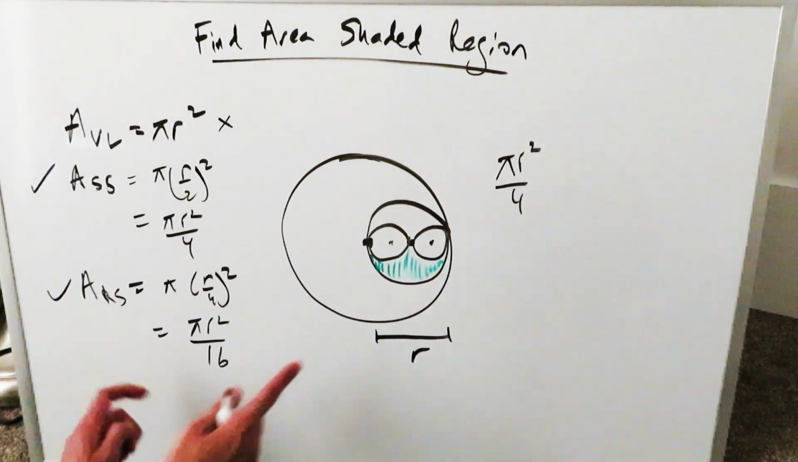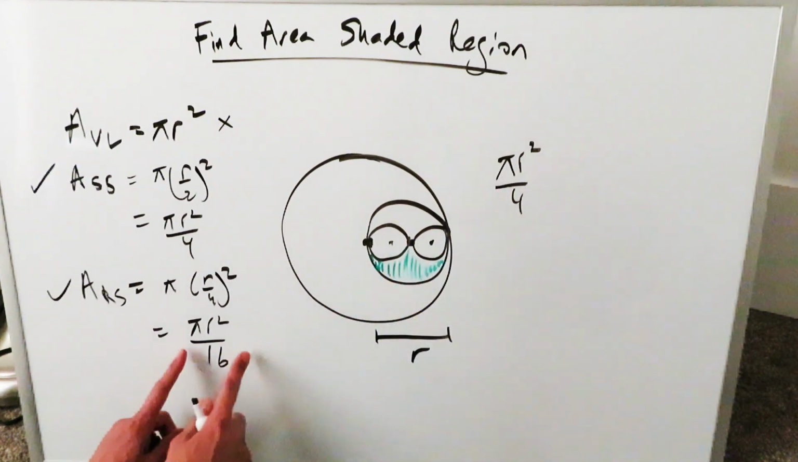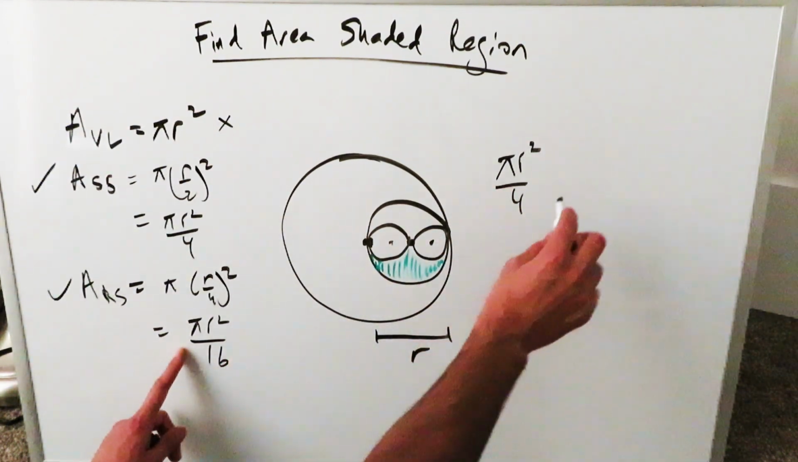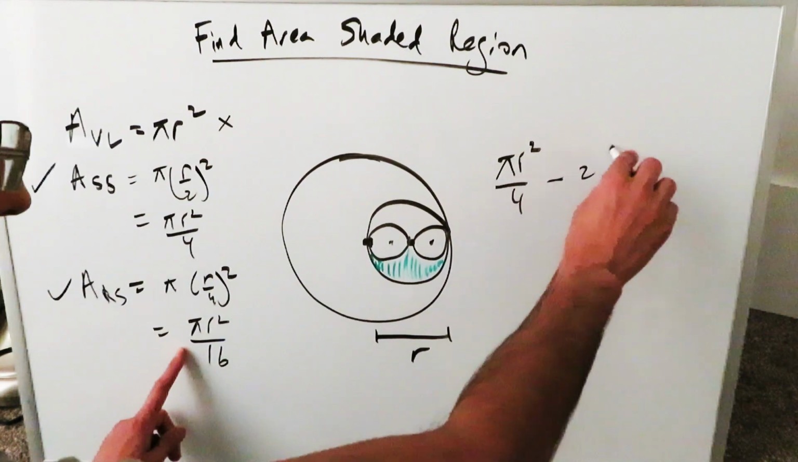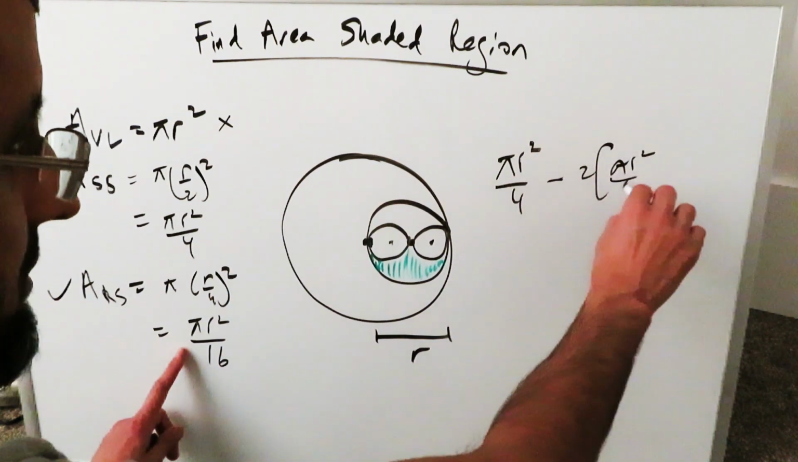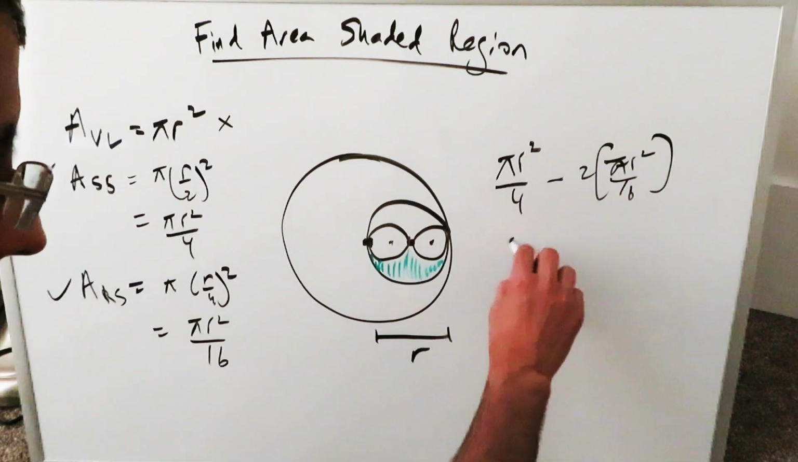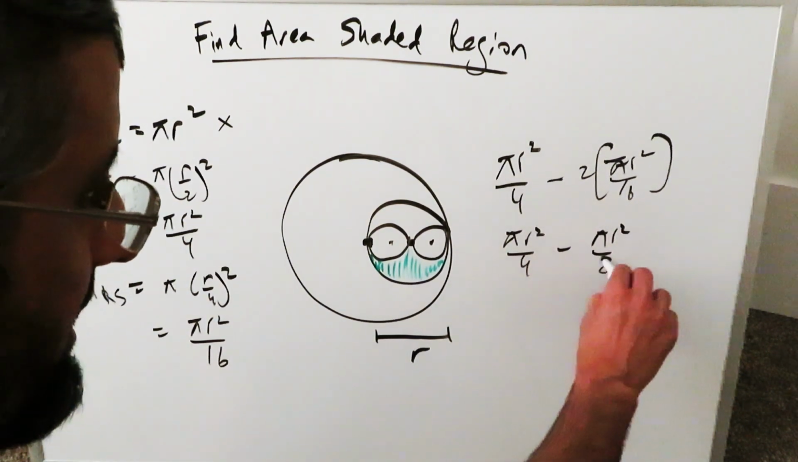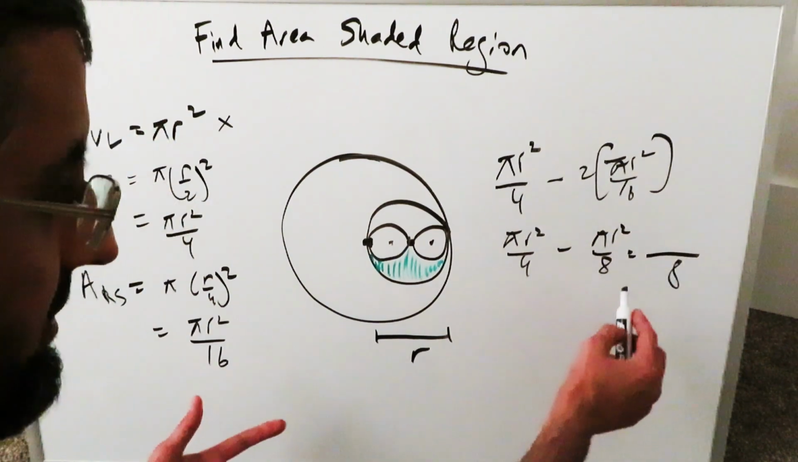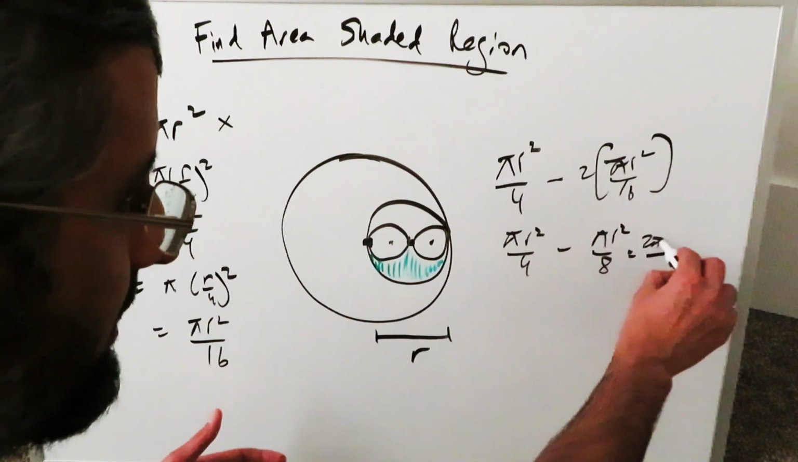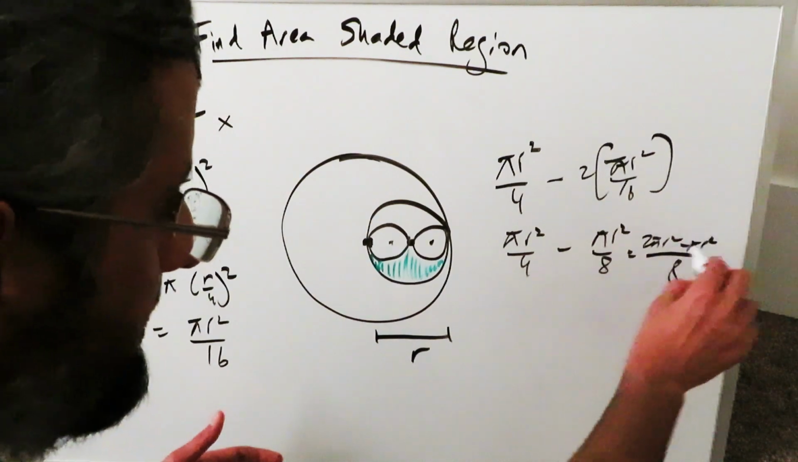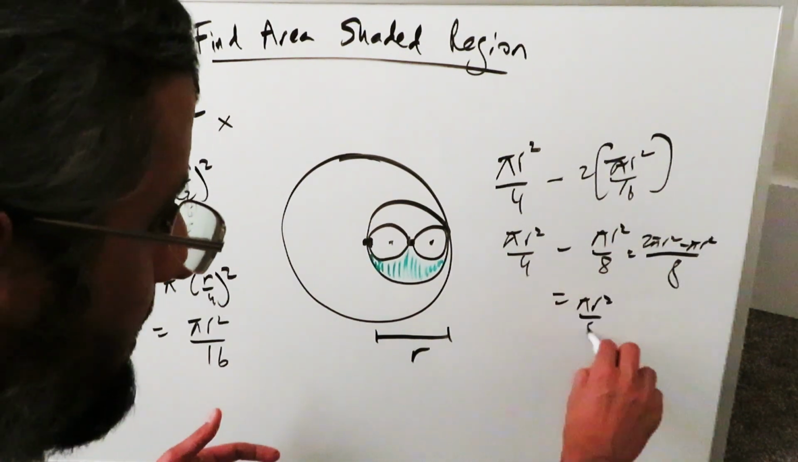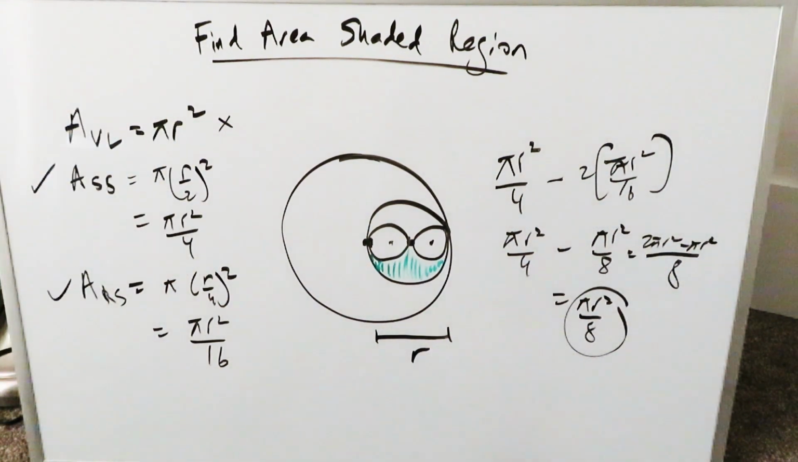If you were to minus from this pi r square over 4 the combined effect of both of these, and there are 2 of those, minus 2 of these pi r square over 16, what do we get? We have pi r square over 4 minus pi r square over 8. When you do the algebra here, you're getting 2 pi r square minus pi r square. You're getting here a pi r square over 8. But what does pi r square over 8 represent?